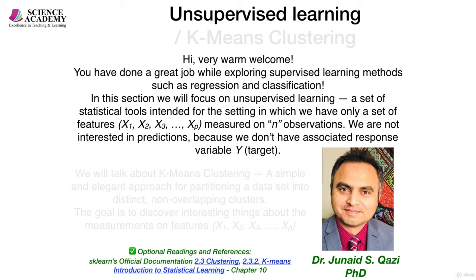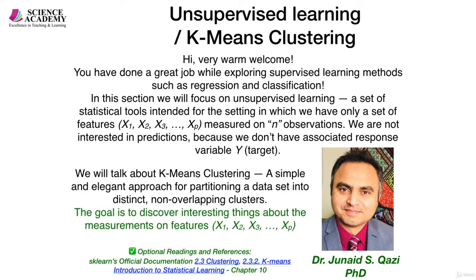You have done a great job while exploring supervised learning methods such as regression and classification in the previous sections. That was great. Now in this section, we will focus on unsupervised learning, which is a set of statistical tools intended for the setting in which we have only a set of features. So we are only given a set of features measured on n observations. We are not interested in predictions anymore because we don't have an associated response variable, which we used to call a target class. We are not given a target class.